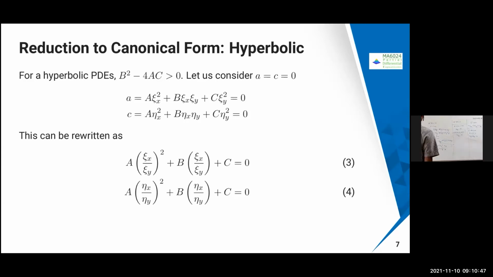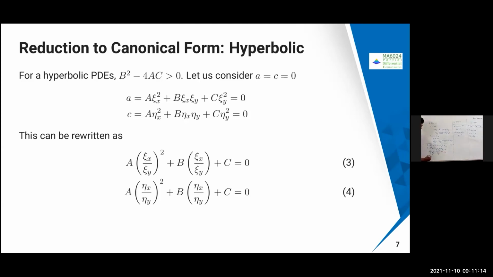Now these two equations are 0. So therefore, what I can write is, I'm just going to divide the first equation by chi y. Therefore, this can be written as (eta x by eta y) whole square plus b into chi x divided by chi y. I'm just going to divide by chi y square, plus c equal to 0.